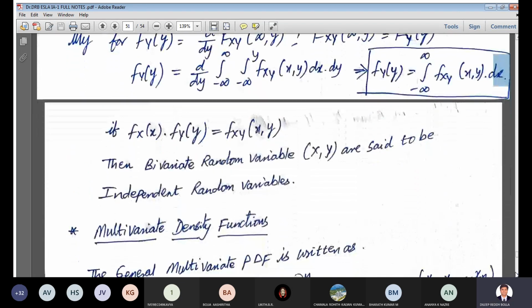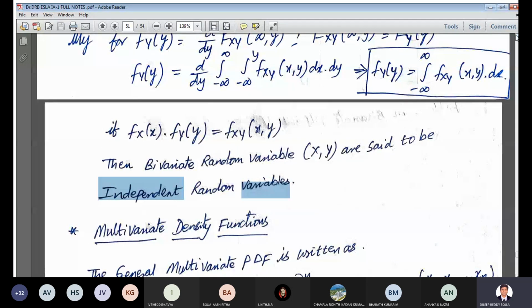Now, in the same way, what is the understanding here? If x and y are independent, the product of them individually will be equal to the combination of them. The combination of x and y we can achieve by the product of x and y individually. If this property is matching, then we can call them independent random variables.